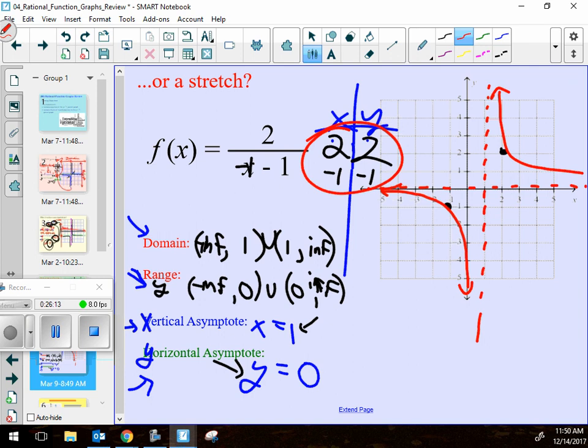A lot of kids try to skip the XY chart thing. Just think, well, I know where it should be. It should be over here. And then they don't end up getting these points right because they aren't careful with their XY chart.